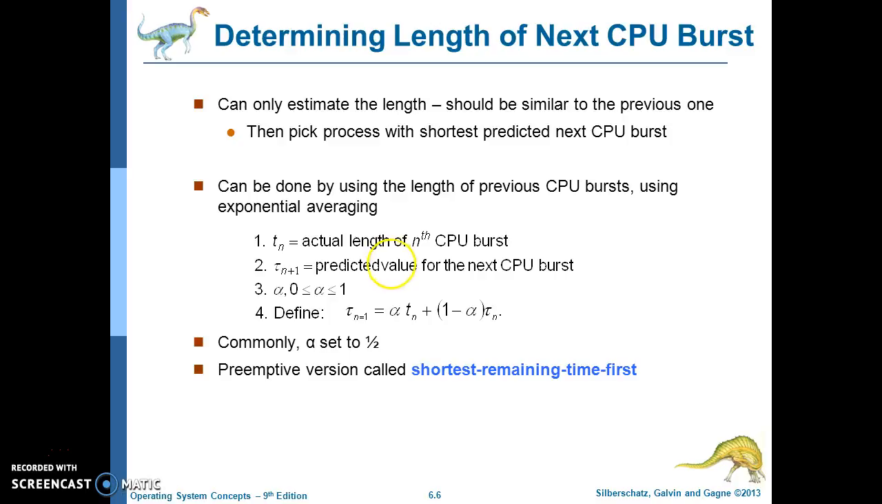We can use an exponential averaging formula, which says tau of n plus 1 equals alpha times Tn plus 1 minus alpha times tau n. Tn gives the actual length of the nth CPU burst. Tau of n plus 1 gives the predicted value of the next CPU burst. Tau n gives the previous prediction. Normally alpha is set to half, because alpha varies from 0 to 1 and you can take any value in this range.